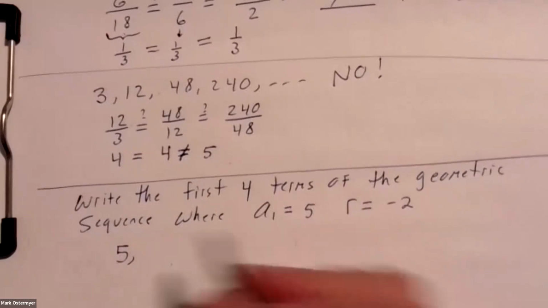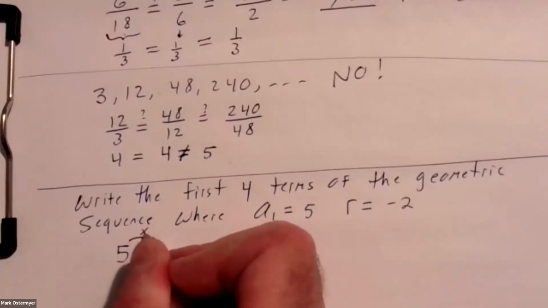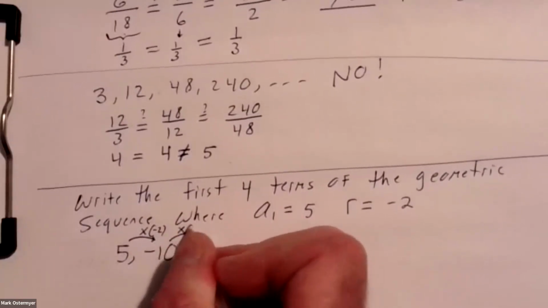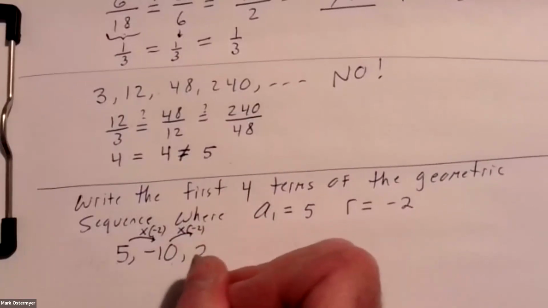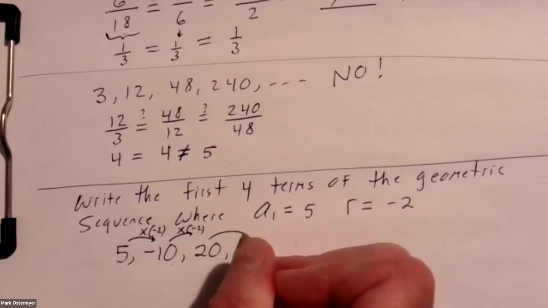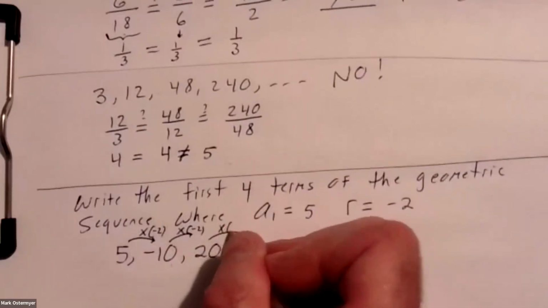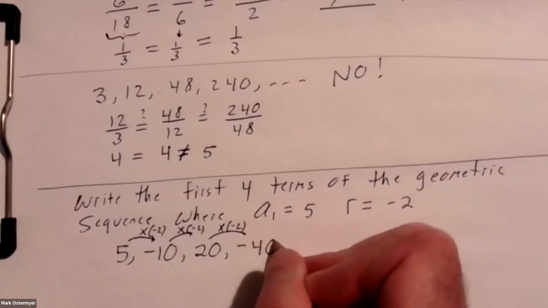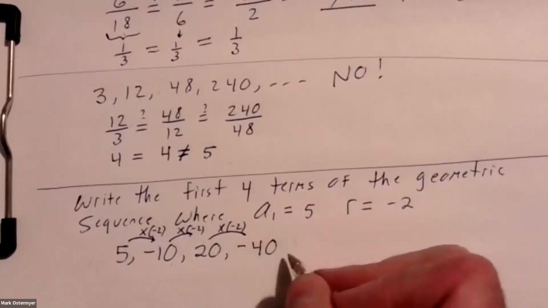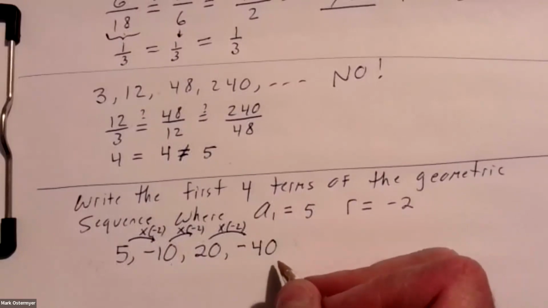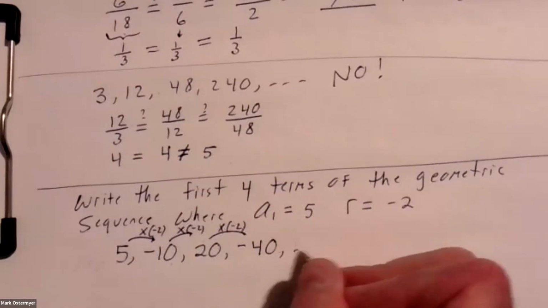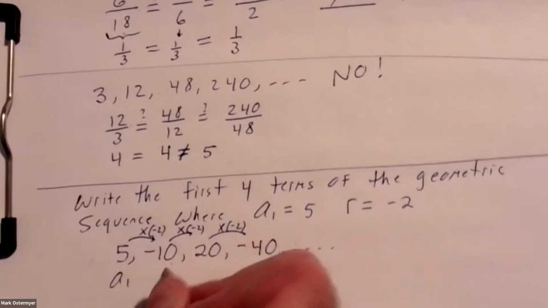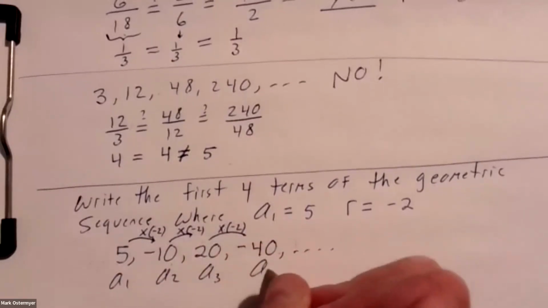To go to the second term, we just multiply this by what? By -2. And we get -10. To get the next term, we multiply this by -2 and we get +20. To get the fourth term, we multiply this by -2 and we generate -40. There you go. We listed the first four terms of this geometric sequence here. This is your first term, second term, third term, and your fourth term.